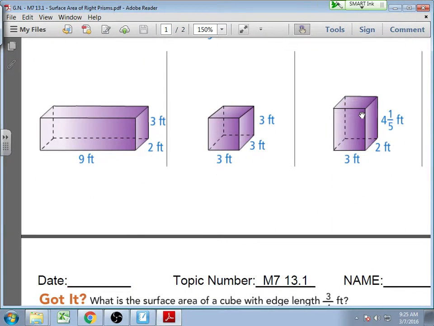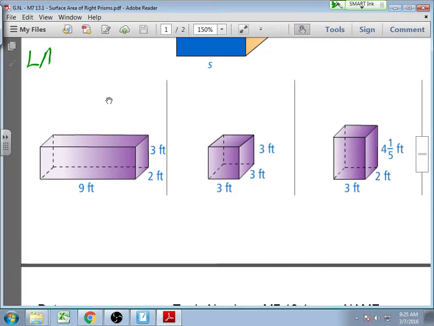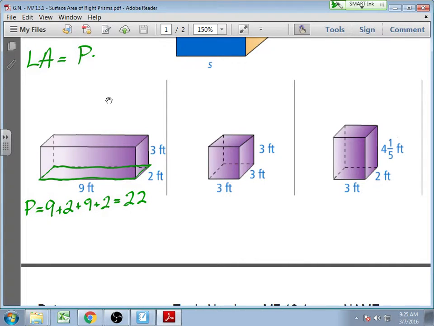So I set up my lateral area. I'm going to restart so I have some extra room. My perimeter of my base, well, I look at what my base is. I've got a 9, a 2, a 9, and a 2. What do you think the perimeter around that base is? 18. Close. 22. My perimeter around here is 9 plus 2 plus 9 plus 2, which is 22. So my lateral area, being perimeter times height, becomes 22 times the height.